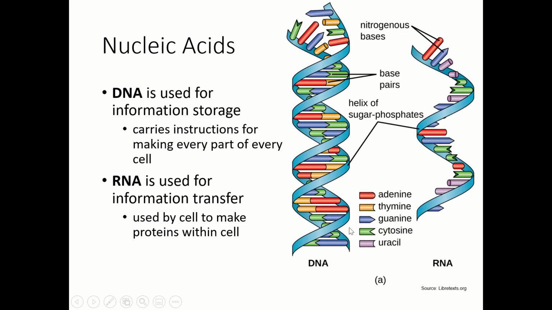DNA is a double-stranded helix, and it is used for information storage. RNA is a single-stranded helix, and it is used for information transfer. In every cell, there is at least one chromosome or strand of DNA that carries the instructions for making that cell and everything in it. That's kind of weird to think about, isn't it? Every single one of the cells in your body, in its nucleus, has all of the instructions to make every cell in your body.